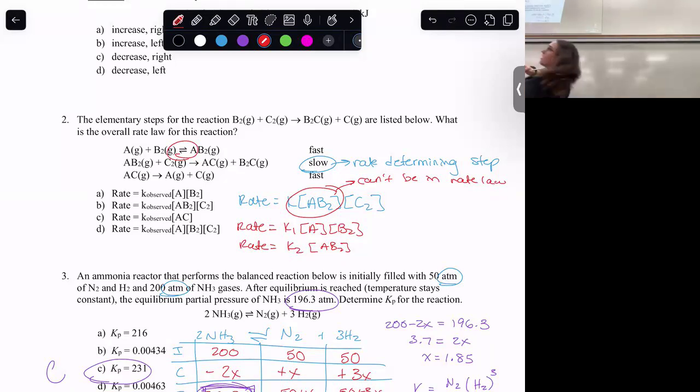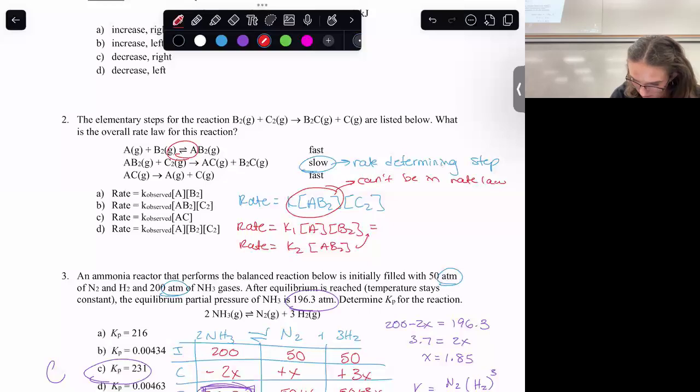The rate of the forward reaction is equal to the rate of the reverse reaction. The K2 times AB2 is telling us that that's equal to the rate, which must be equal to whatever's happening in the forward direction. So we can set K1 times A times B2 equal to K2 times AB2. And then what can we do from there, right? We're trying to get rid of AB2. What can we do? Close. We're going to solve for AB2 and plug it in to our initial slow step rate law.